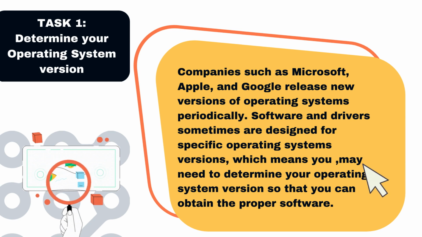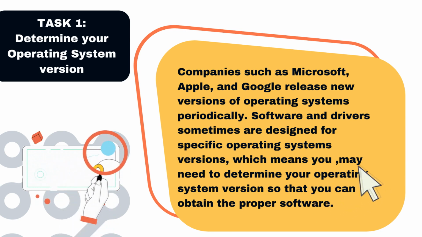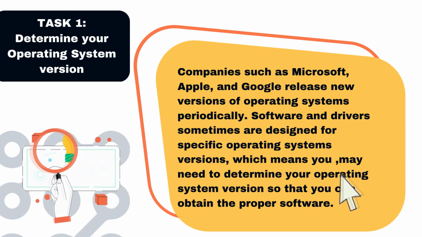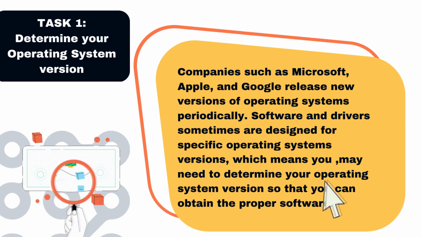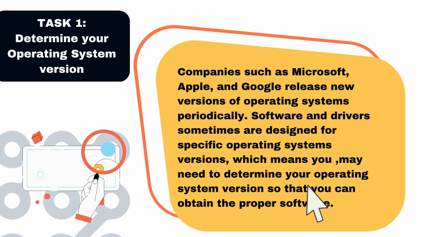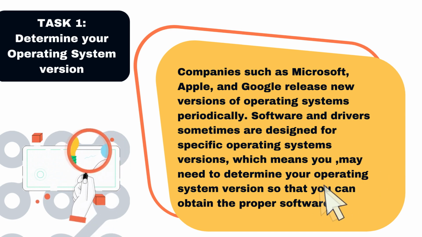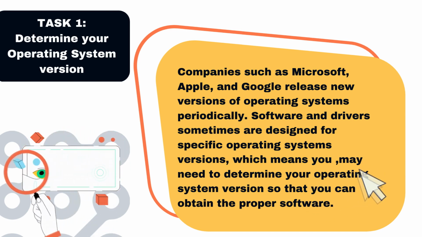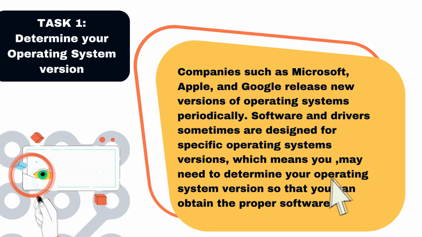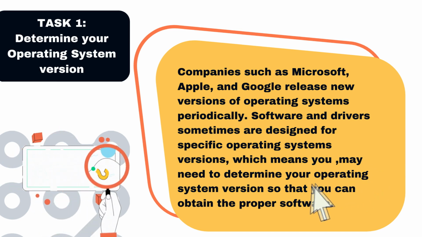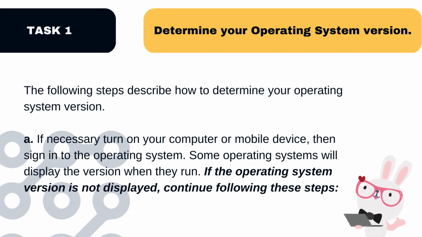Companies such as Microsoft, Apple, and Google release new versions of operating systems periodically. Software and drivers sometimes are designed for specific operating system versions, which means you may need to determine your operating system version so that you can obtain the proper software. The following steps describe how to determine your operating system version.